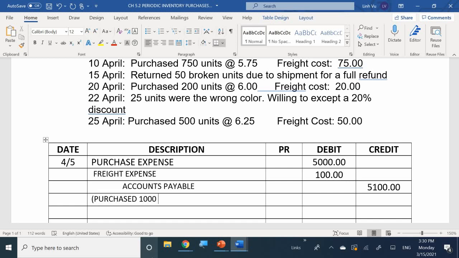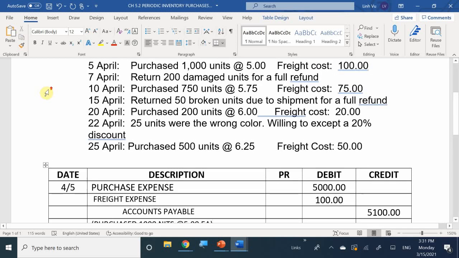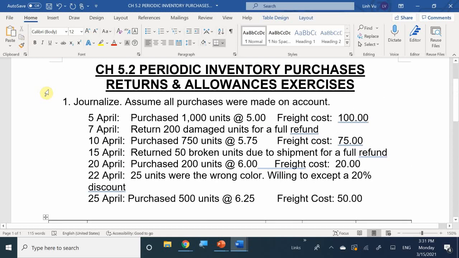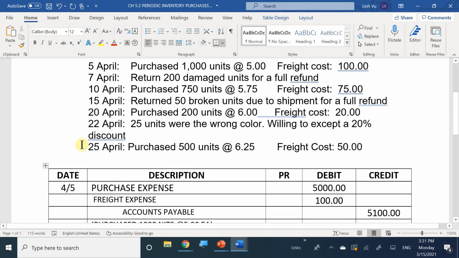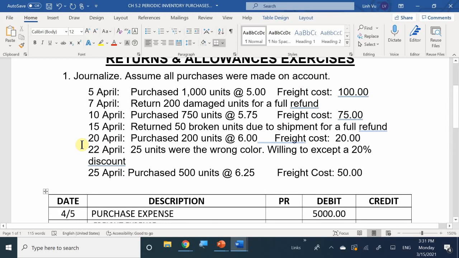1,000 units at $5 each. Okay? Was I given any terms? No, not on this one. Okay, so what's the next thing? April 7th, accounts payable.